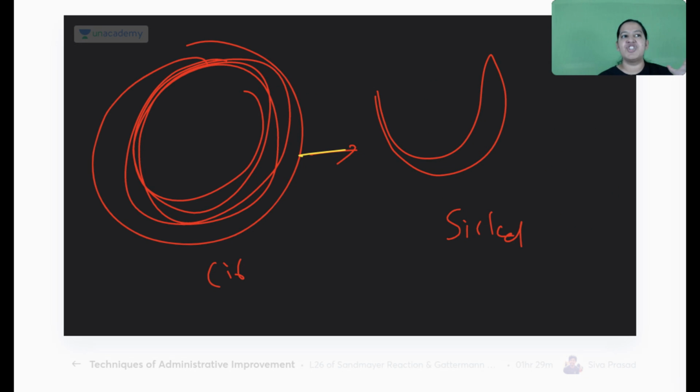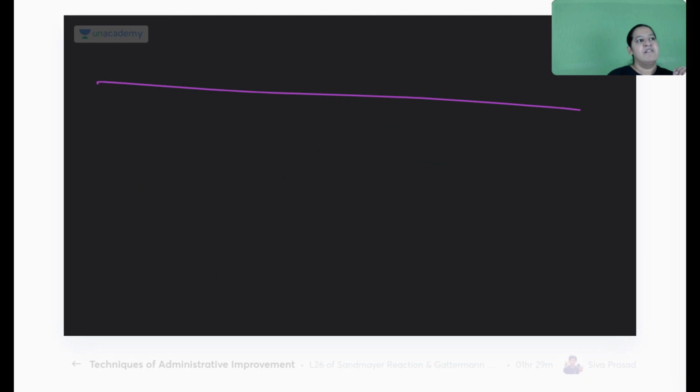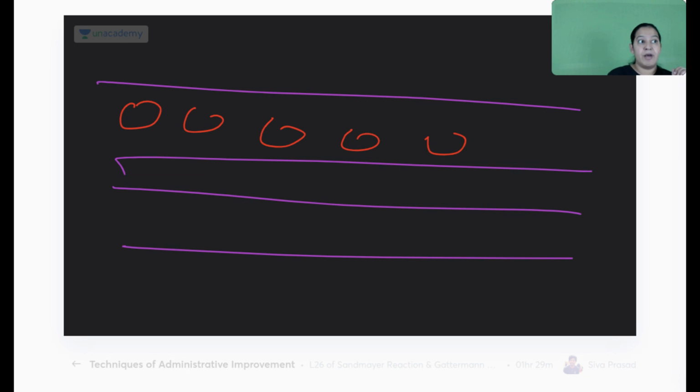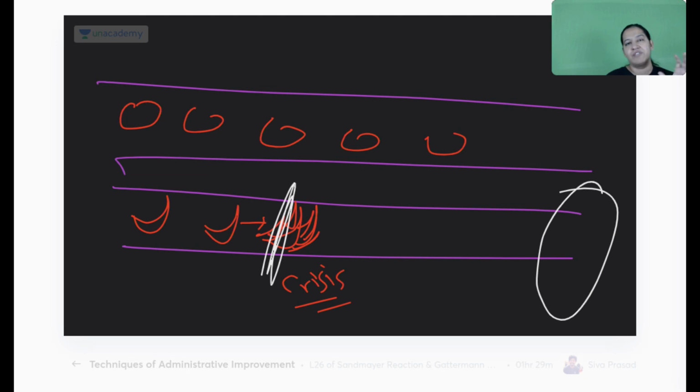And because of this abnormality, the shape of the RBC is changed. Now this is a blood vessel. When circular RBCs were moving through it, there was no problem. Now this is another blood vessel. When the RBCs become sickle shaped because of abnormality in the beta globin of hemoglobin, they all clump together and cause occlusion. This is known as sickle cell crisis. This organ is not getting blood because of the obstruction by sickle cells. They clump together, blood cannot move, so the organ will have severe pain and ischemia.